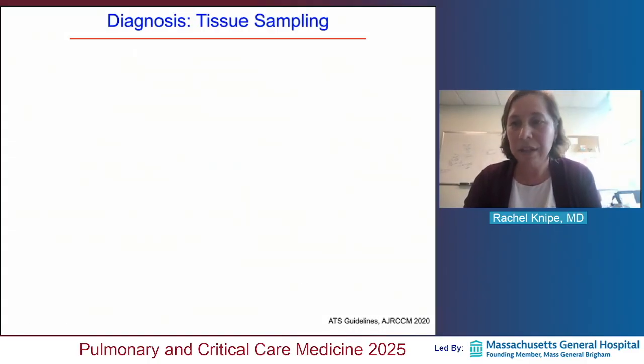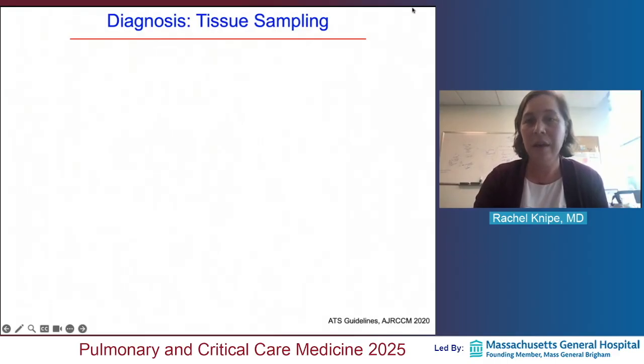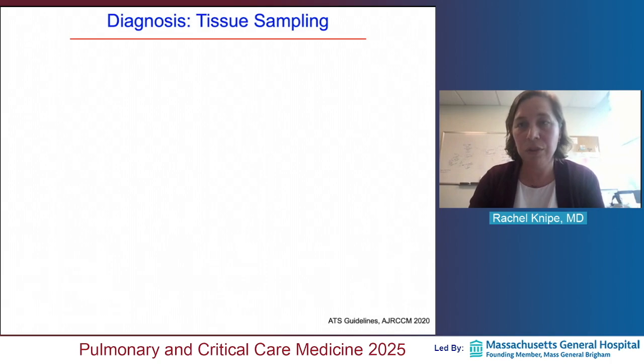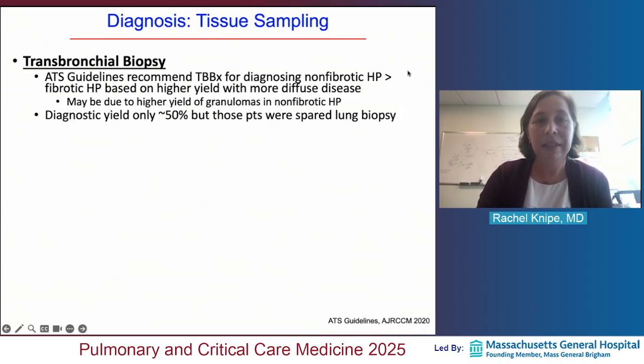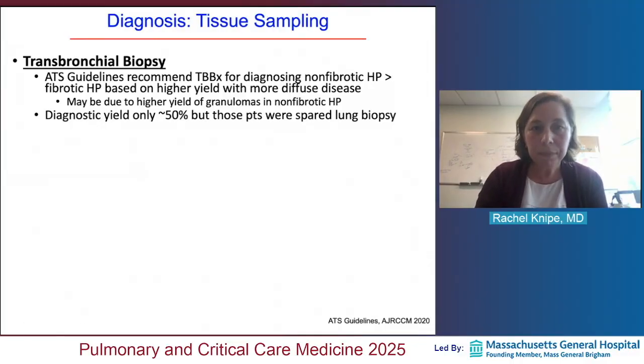Okay, I apologize for that brief interlude, but getting back to the diagnostic workup here. There are several different ways of obtaining tissue to confirm the diagnosis of hypersensitivity pneumonitis. The first one being a transbronchial biopsy, and the ATS guidelines recommend transbronchial biopsy for diagnosing non-fibrotic as a higher yield than fibrotic HP based on the fact that the disease is more diffuse and there may be a higher yield because of granulomas that you might find along the airways in this disease.